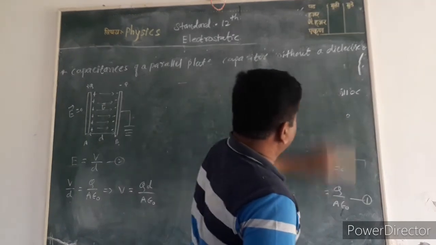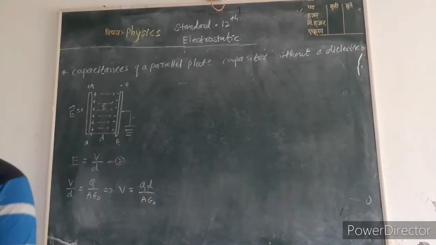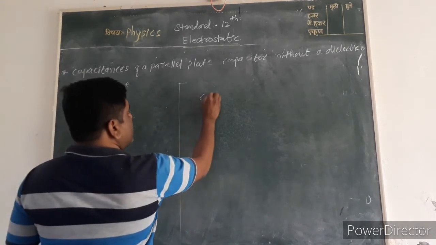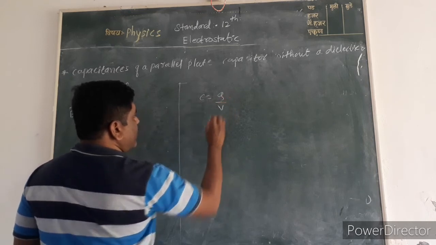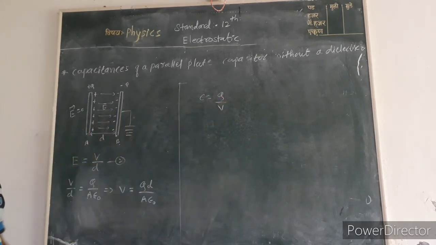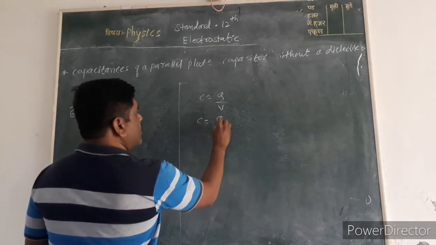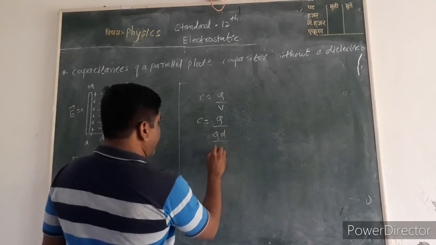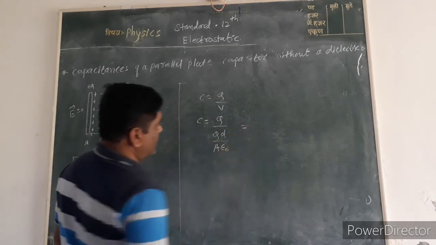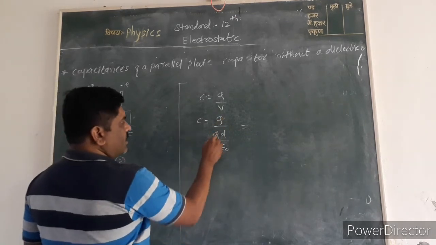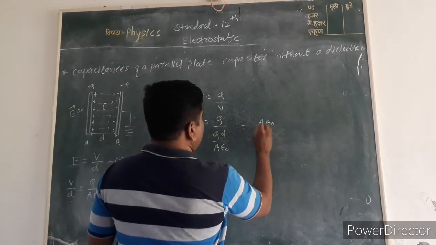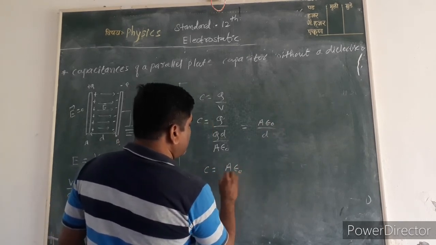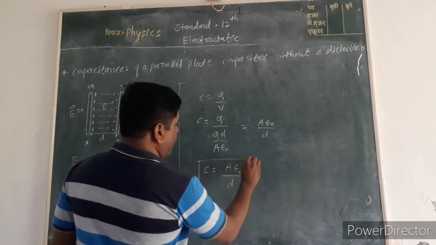Using the definition of capacity of a capacitor, C is equal to Q upon Phi. We use the value of Phi. C is equal to Q divided by QD divided by A epsilon 0. This gives Q cancels, A epsilon 0 divided by D. C is equal to A epsilon 0 divided by D.